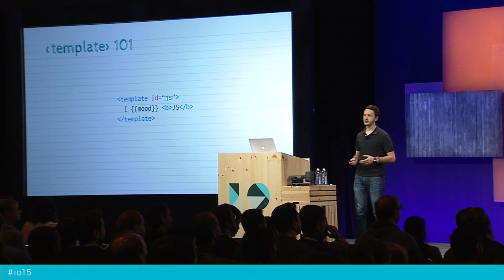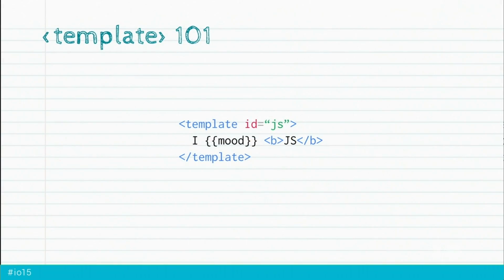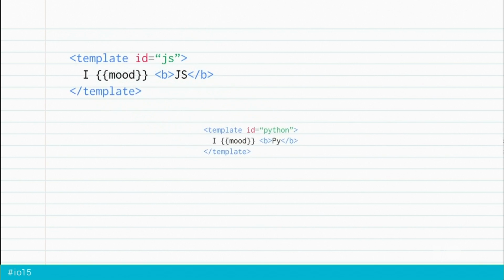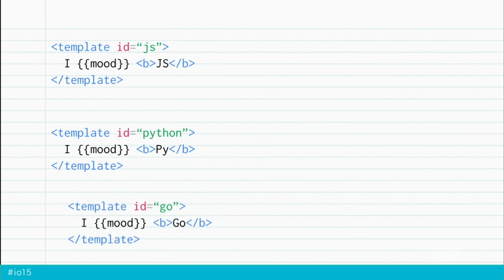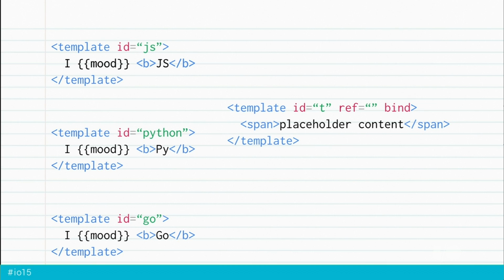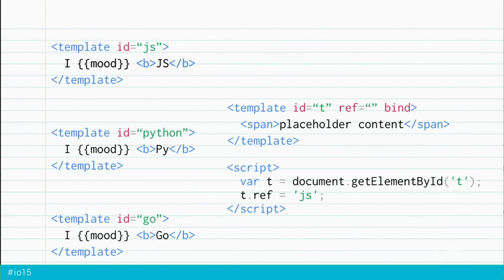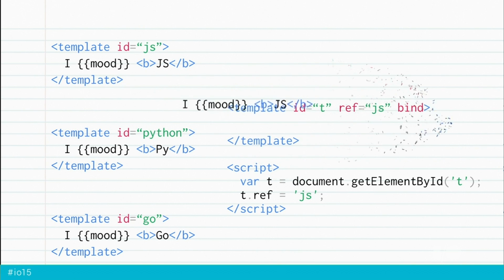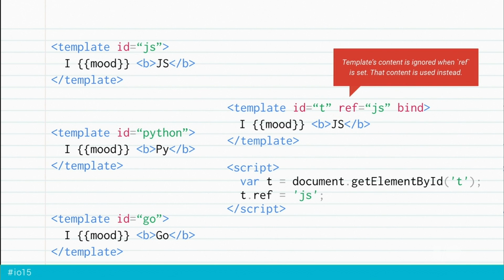So a template tag, you can drop it in a page. You can put some markup in there. In Polymer, we have data binding features, so you can see the double mustaches. And you can drop a bunch of these on your page, ready to go when you activate them. In Polymer, we've extended this with this ref attribute. And so what happens is when you change that ref attribute to an ID of another template that's on the page, that content gets used instead of the original content.